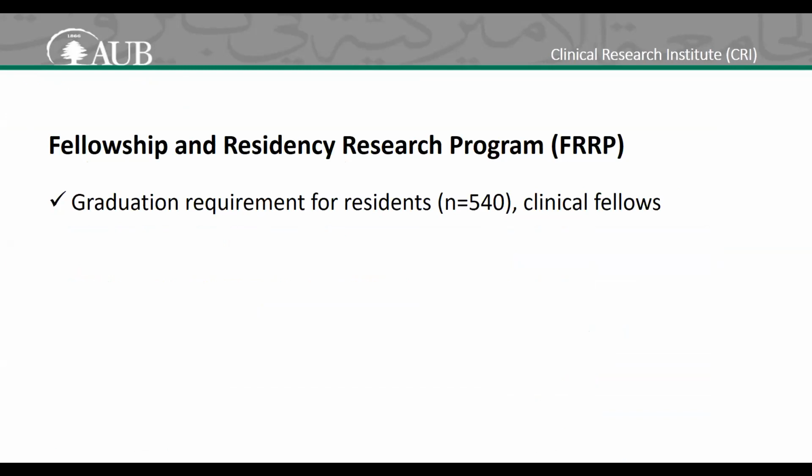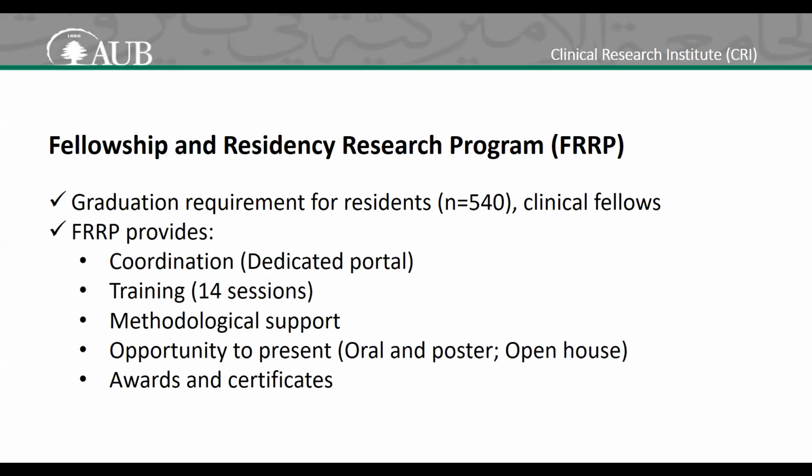In terms of specific groups that we try to support, the first one is residents and clinical fellows. So there is a requirement over the last few years for everyone in clinical training to deliver a research project by the time of their graduation. As I mentioned, this is a requirement. So far, we've graduated 540 residents.